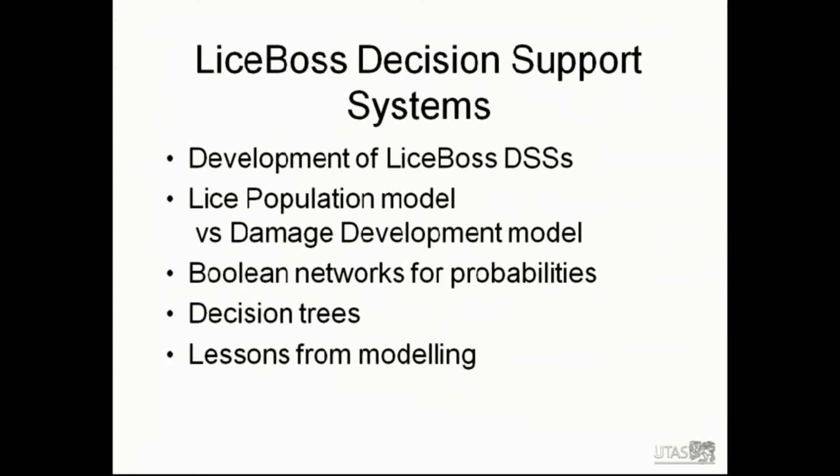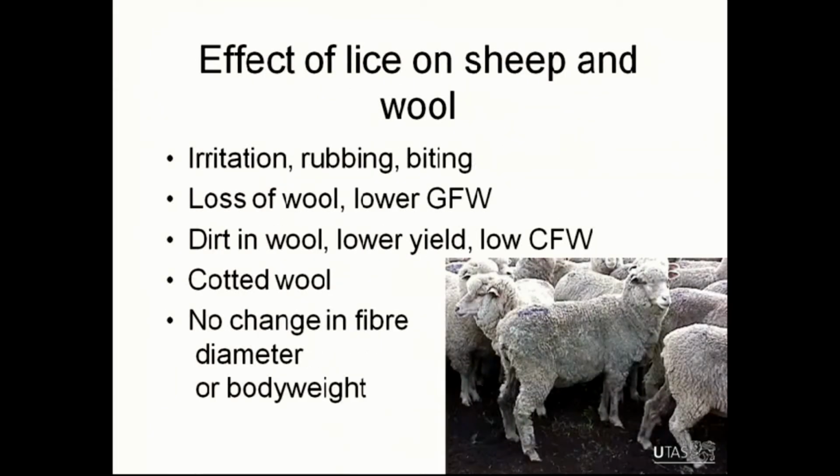What I want to just run through here is the development of the LiceBoss decision support systems, why we started with a lice population model and switched to a damage development model, and what calculations were going on there, how we use Bayesian networks for probabilities, just some decision trees in other models, and some of the lessons we've learned from modelling along the way.